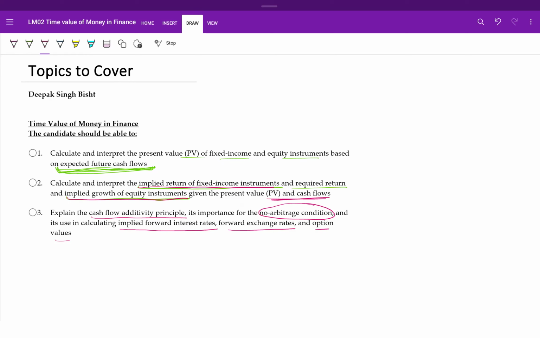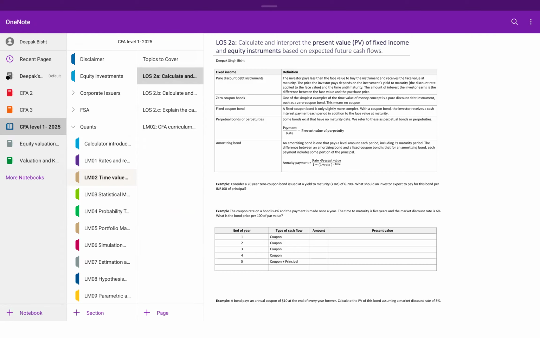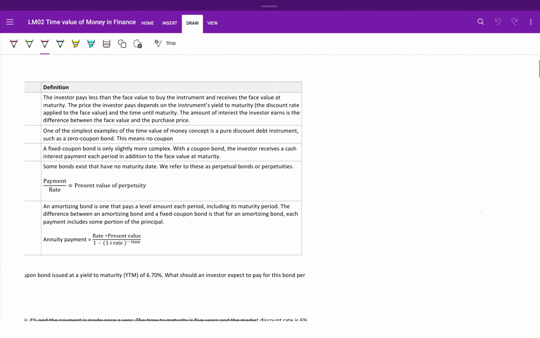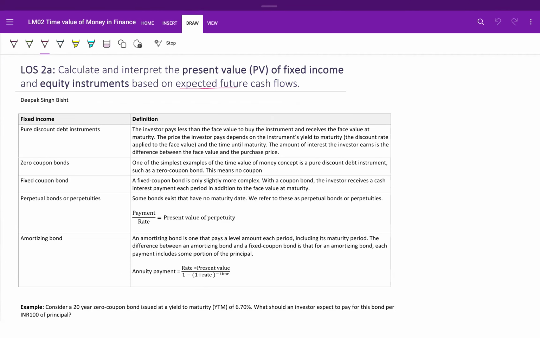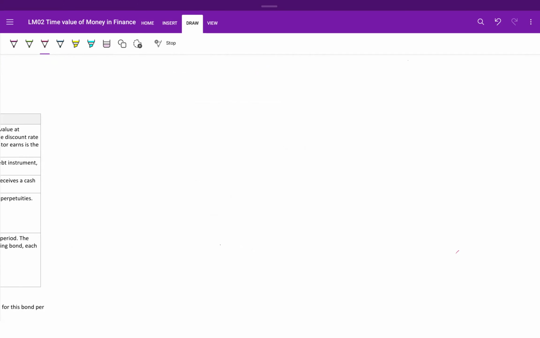So let's get started with our first LOS. Calculate and interpret the present value of fixed income and equity instruments based on expected future cash flows. So expected future cash flows, what does this mean? If you remember from your elementary school, how does a bond function? Let me just give you a brief overview of what a bond means.